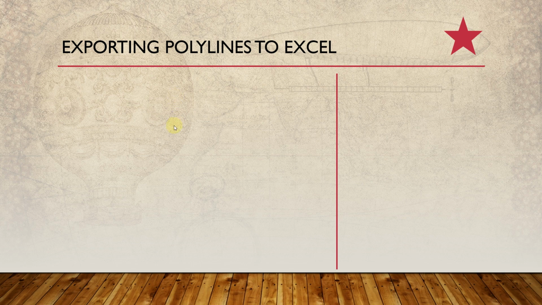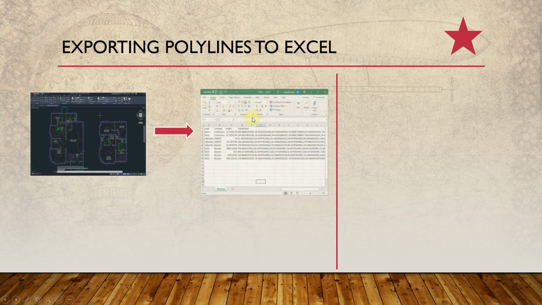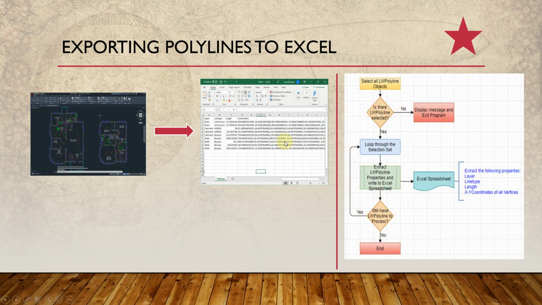The next object that we're going to extract is lightweight polylines. So let's just go over the high-level requirements. From our AutoCAD drawing, we're going to extract into an Excel file, and the properties this time are limited to 4, which are the layer, line type, the length, and the coordinates of all the vertices.